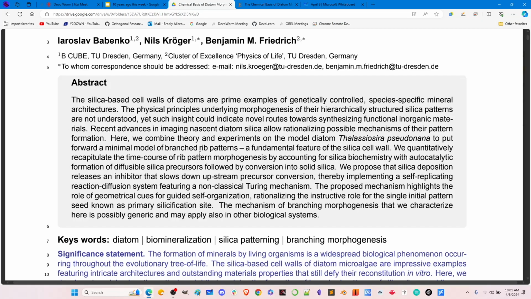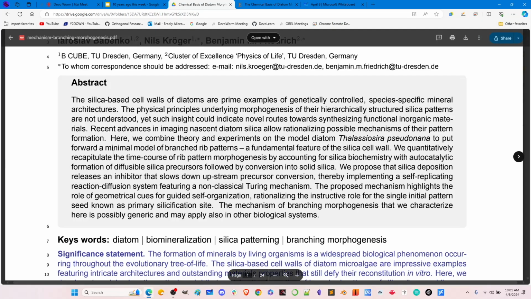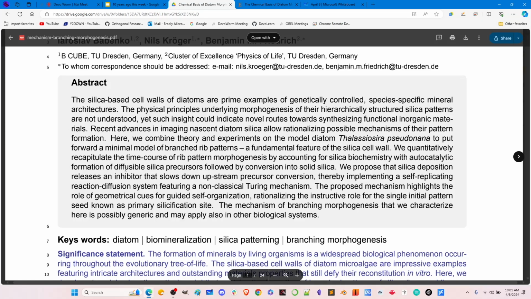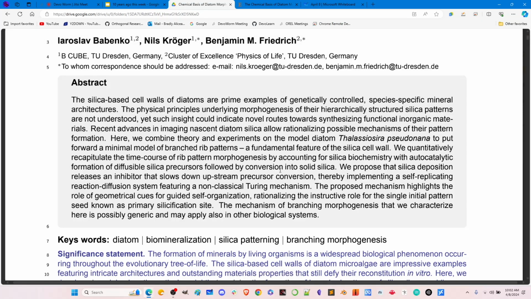Physically, you can build a minimal model. You don't have to worry about the gene expression or anything. You just build a model of those things, and you look at their frequency and their formation. So what are the physics behind this? We quantitatively recapitulate the time course of rib pattern morphogenesis by accounting for silica biochemistry with autocatalytic formation of diffusible silica precursors, followed by conversion into solid silica. So this is diffusion-limited aggregation, where you have these things that are diffusible, they're moving across the cell, and they're aggregating in place.